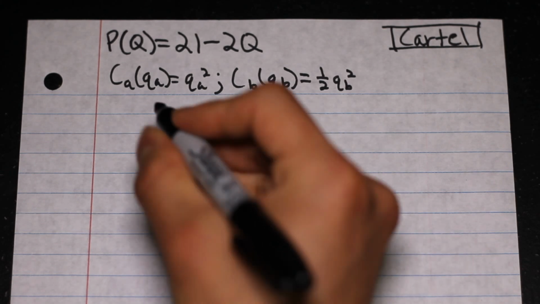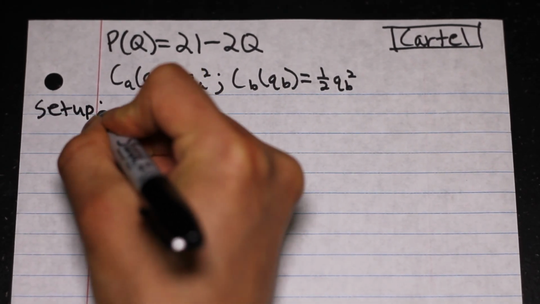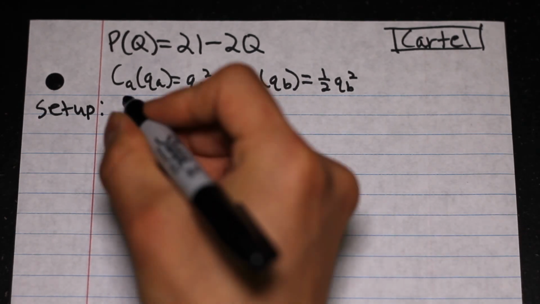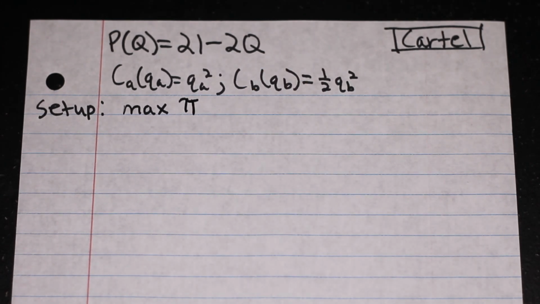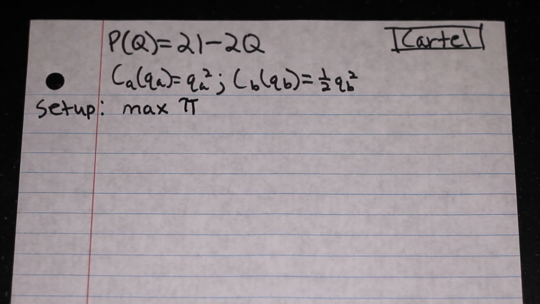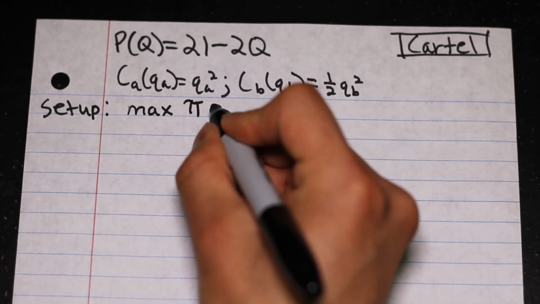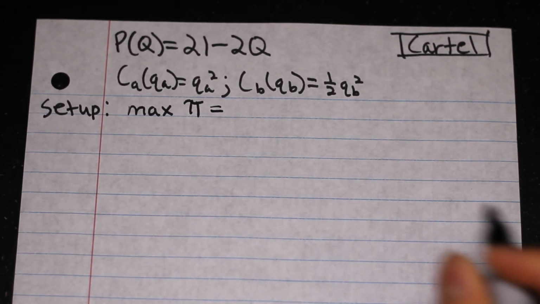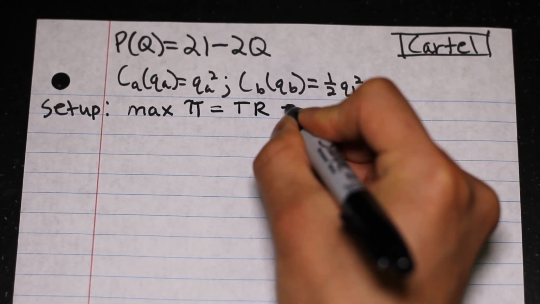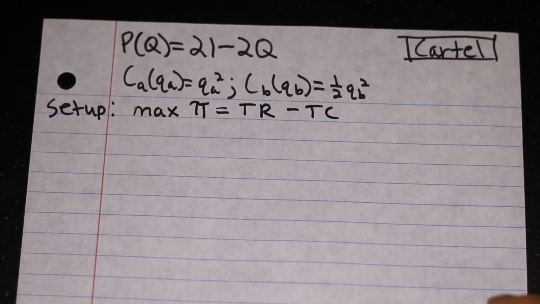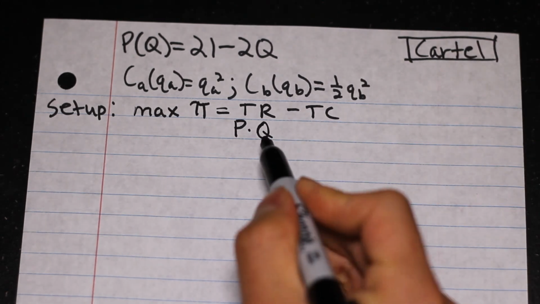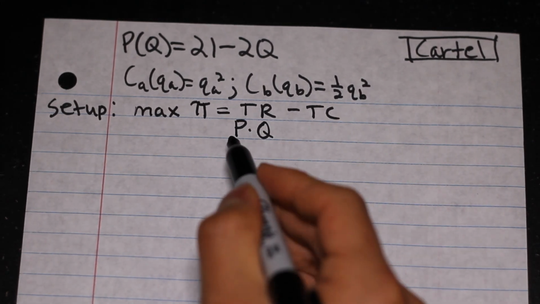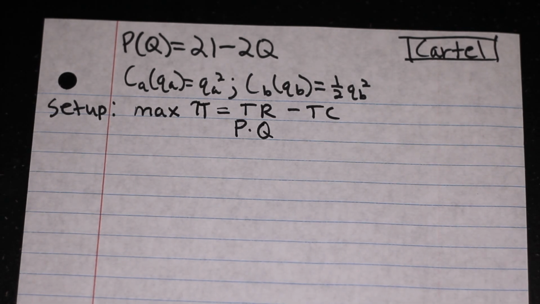So, what we want to do is first set up the problem, the cartel's problem, and a good cartel will always want to maximize its profits. Okay? That's all the cartel cares about, is how much profit it makes. So, the cartel's profits are given by total revenue minus total cost. Okay? Now, total revenue is just price times quantity. The quantity of widgets sold by the cartel multiplied by the price of each unit sold.